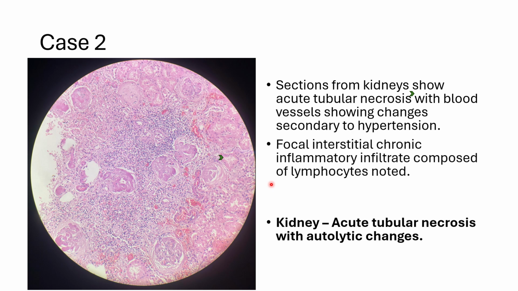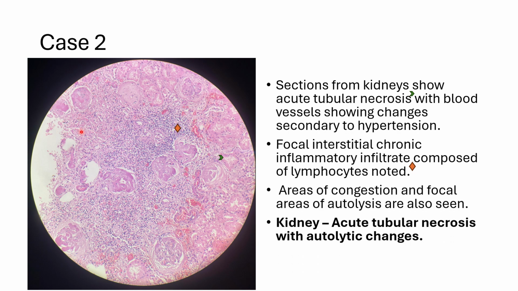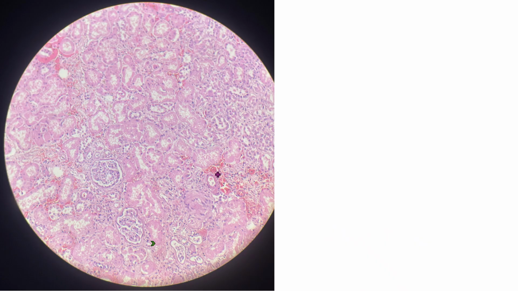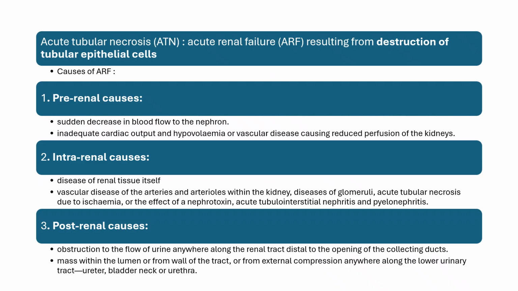Then we have focal interstitial chronic inflammatory infiltrate composed of lymphocytes here. These are the lymphocytes. Then we have congestion and focal areas of autolysis are also seen. So these are the congestion part. We have the same section. Here we can easily see the congestion and autolysis part, and see here, this is the tubule and here we can hardly see any nuclei. So this is a feature of acute tubular necrosis.